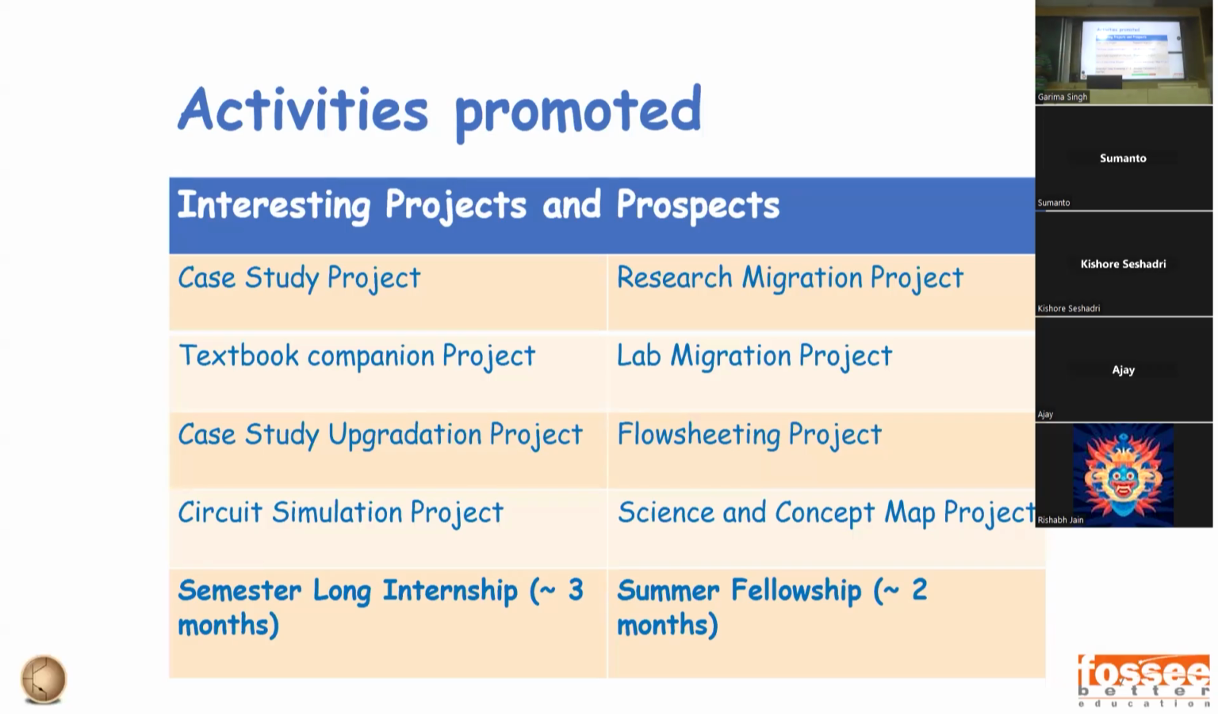And similarly, we have the lab migration project for converting labs. Whichever labs you do in your curriculum courses, maybe data structure labs for computer science people. For electrical people, we have electronic devices and circuits labs. So different people have different labs to get done. And similarly, for other niche areas, the flowsheeting project is for chemical, circuit simulation is for electrical, and the concept map project is for science students. We also offer semester-long internships, summer fellowships, and winter internships. So just check it on our portal.